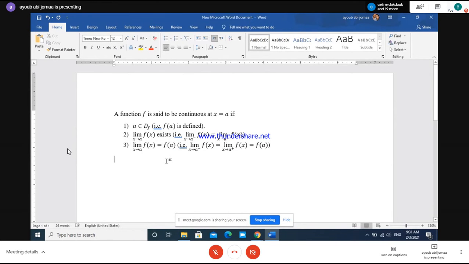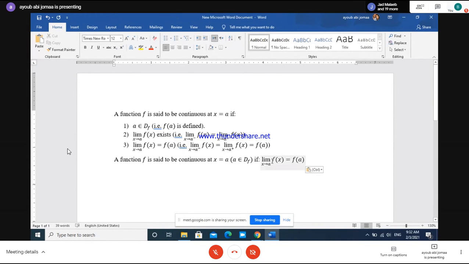Sometimes, instead of writing all these, we say a function is continuous at x equal a, where a is a number in the domain, where a belongs to the domain. Once we are saying a is in the domain, it means condition number 1 is satisfied, if we have the following: limit as x approaches a is equal to f of a.